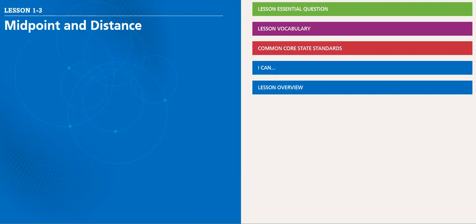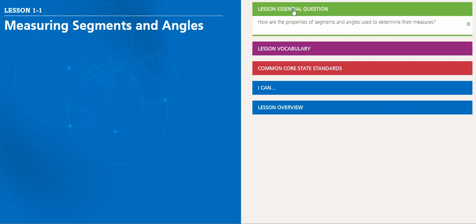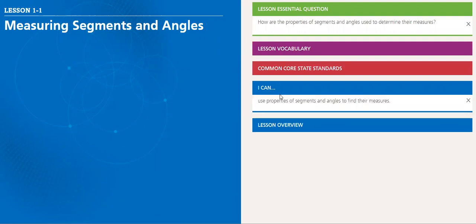As you have noticed, in each lesson there will be an essential question. Also, there is vocab that we need to memorize. Terminology is really important in geometry so that you can proceed in it. There are common core state standards, the objectives of the lesson, and lesson overview. For each lesson, you will find that. Let's see the essential question for lesson one. How are the properties of segments and angles used to determine their measure? You can use the properties of segments and angles to find their measure.